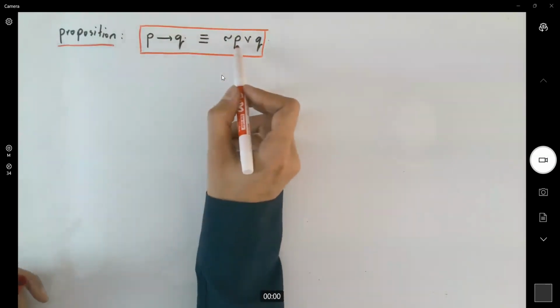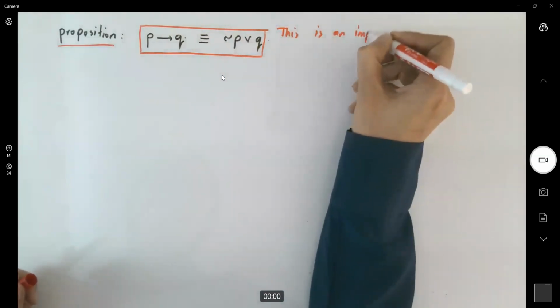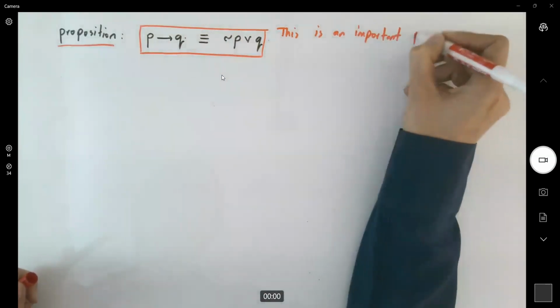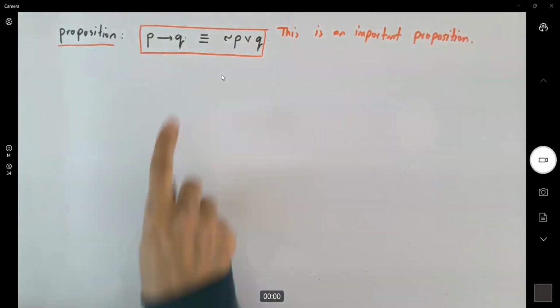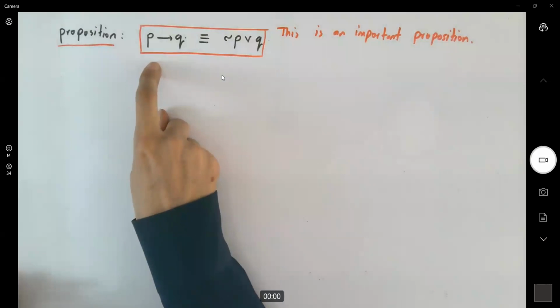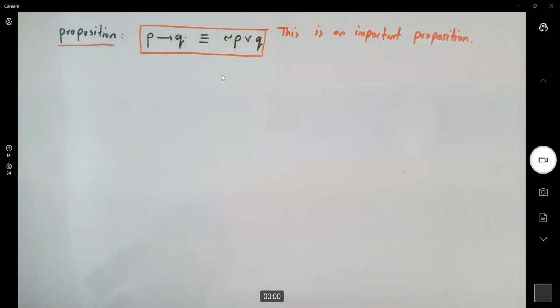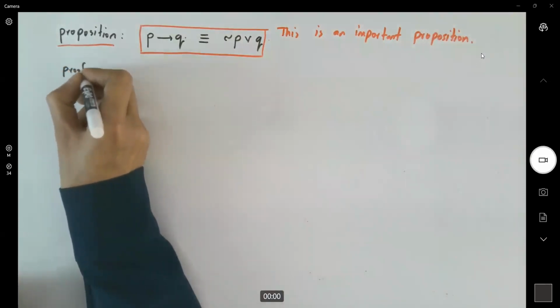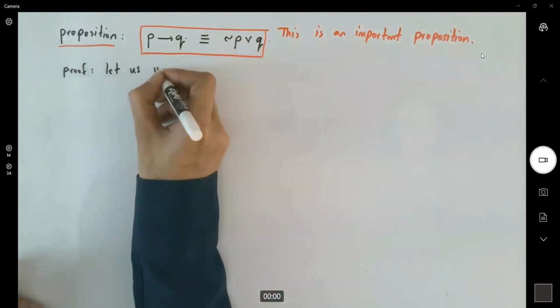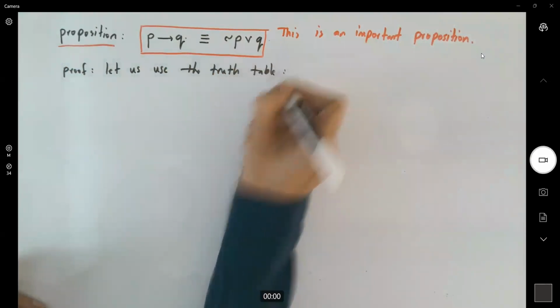implication to or. So this is an important proposition. Memorize it. It shows the connection between implication and or. Well, how do I prove that? Let's write down the proof. Let us use the truth table.